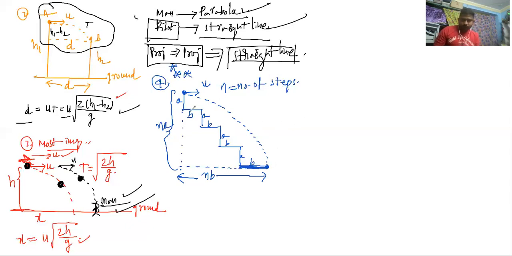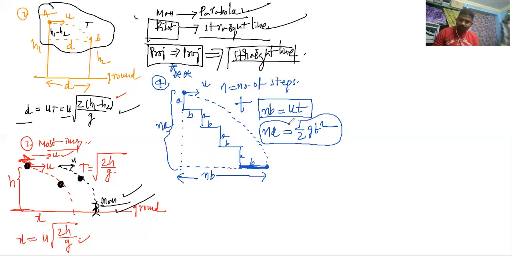Now, carefully see, here also the time of flight, or time taken by the projectile to reach the last step, is T. This is also a horizontal projectile. See how many cases we are discussing in horizontal. So I can say here, NB is equal to U into T. Yes or no? Definitely this is an equation. I can also say NA, which is equal to the height of the tower, is equal to half into G into T square. So this is another equation. Two equations we have.